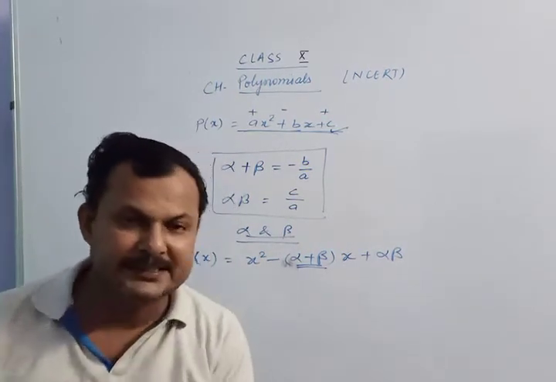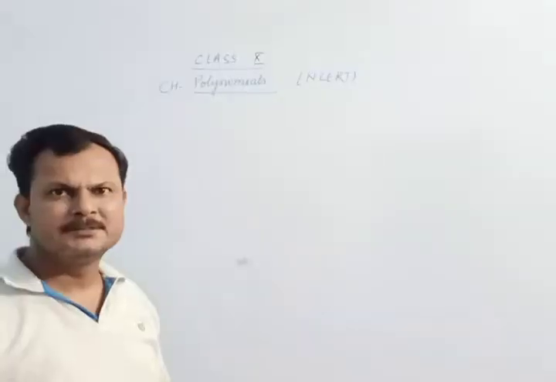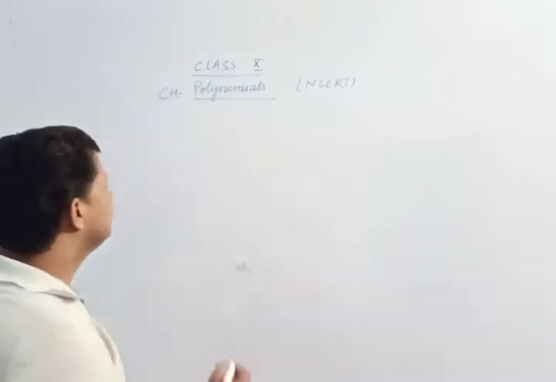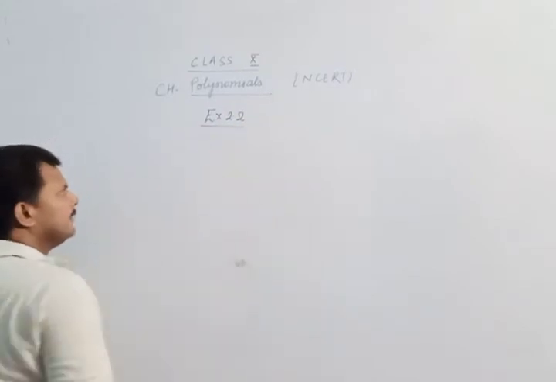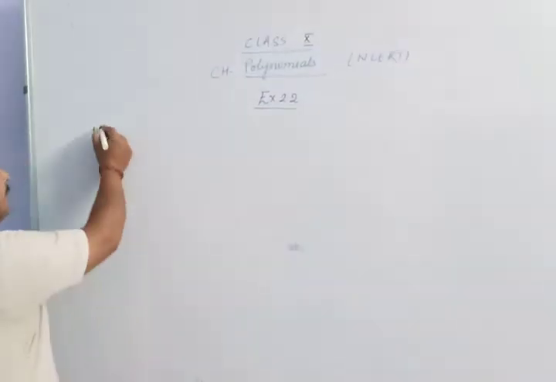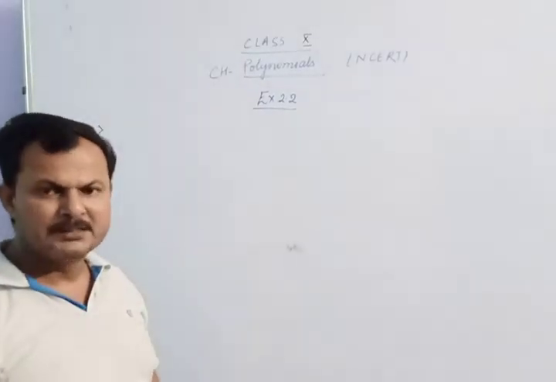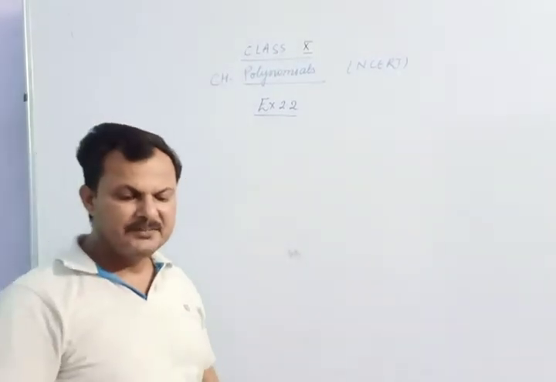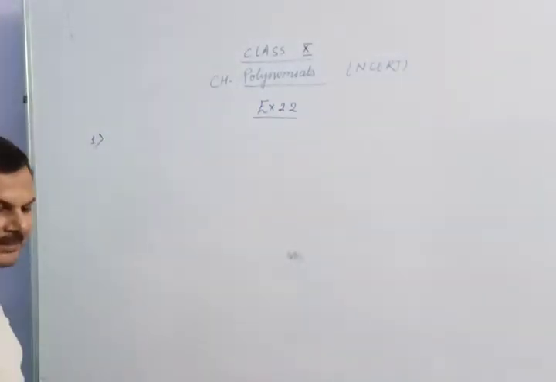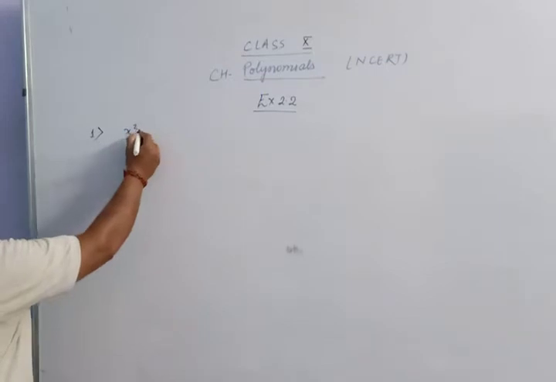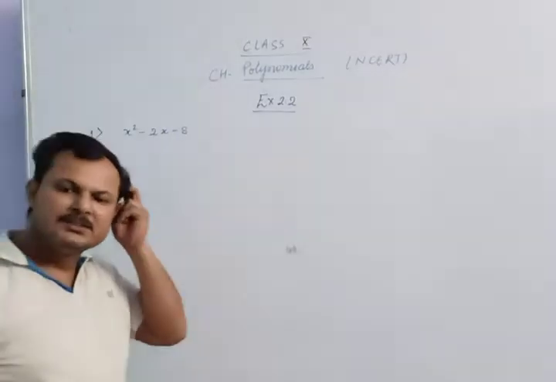So now we are with exercise 2.2. In the first question, we have to find the zeros of the following quadratic polynomial, that is the first part of the question. The second part is to verify the relation between the zeros and the coefficients of the given polynomial. The first question is given: x square minus 2x minus 8, and we have to find its zeros.